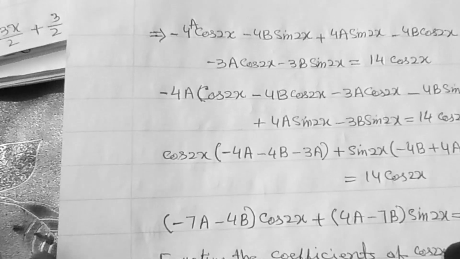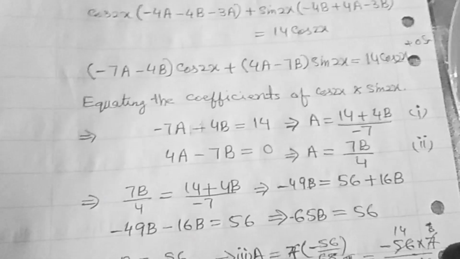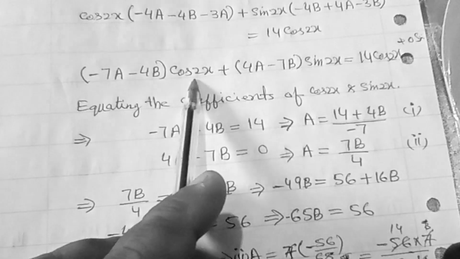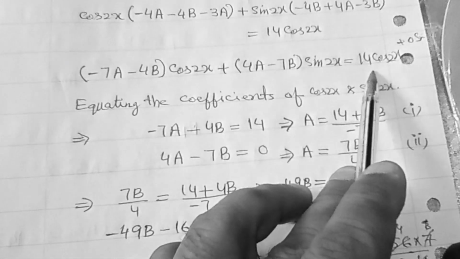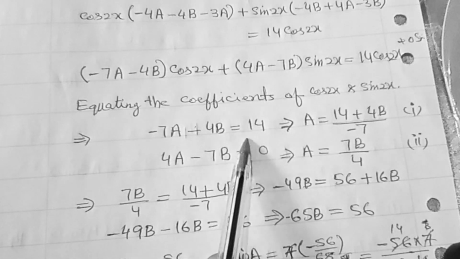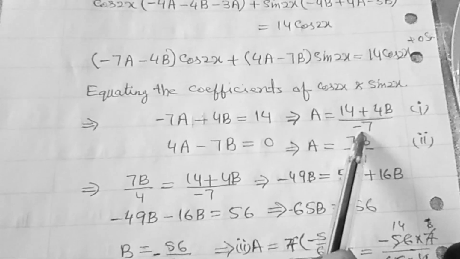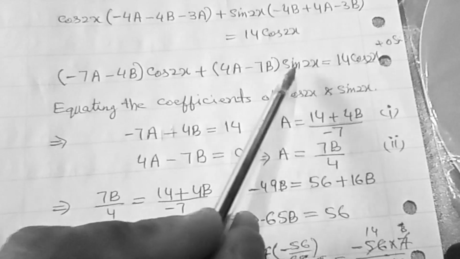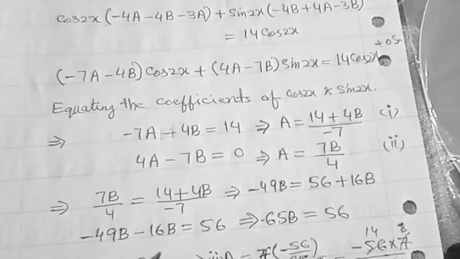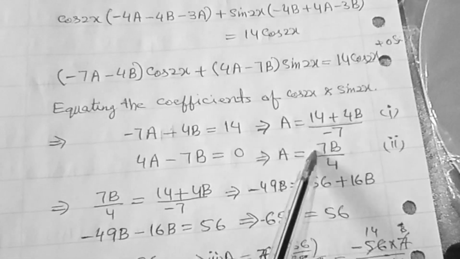Now we can equate the coefficients of sine and cos from the left and right side. When we equate the coefficient of cos, here it is minus 7a minus 4b and here it is 14. So the first equation becomes minus 7a minus 4b is equal to 14. So that a is equal to 14 plus 4b upon minus 7. Similarly, from the second equation, here the coefficient of sine is 4a minus 7b, but here we don't have sine, so the coefficient of sine will be 0. Therefore, the second equation will be 4a minus 7b is equal to 0. From this equation, a becomes 7b upon 4.